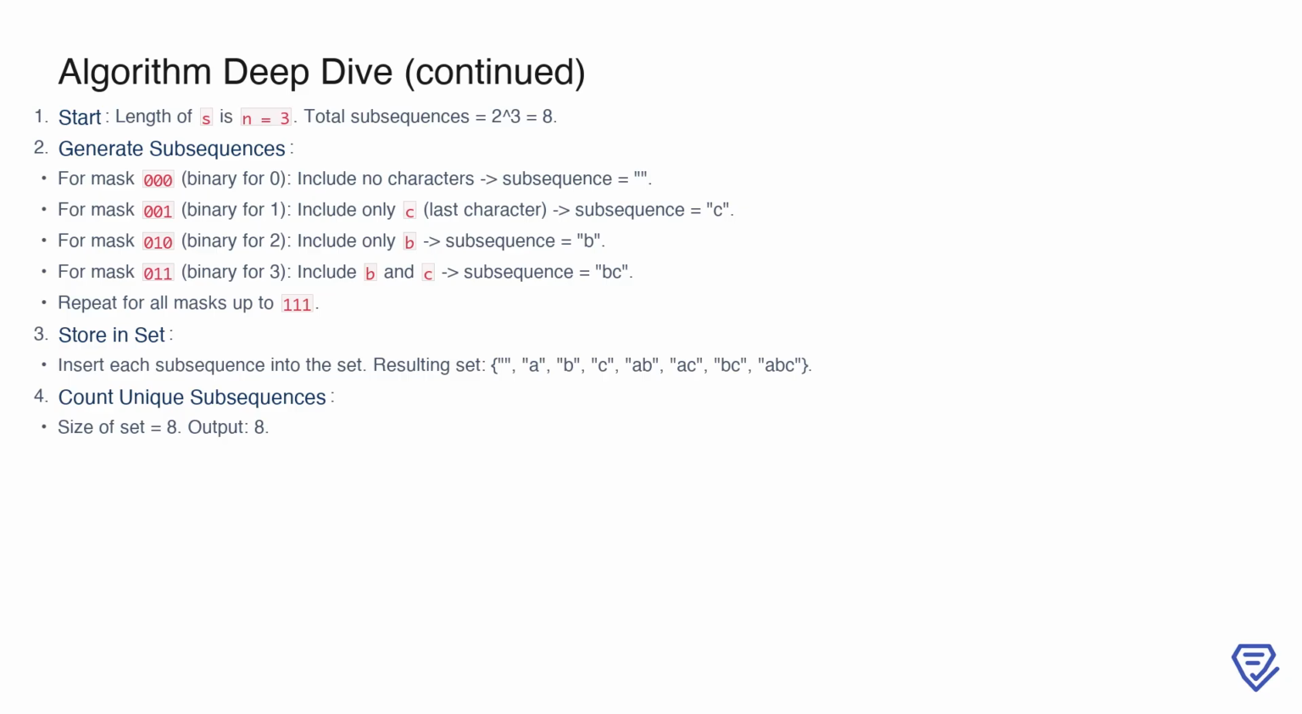Each subsequence is inserted into a set, and at the end, the set contains all unique subsequences: the empty string, A, B, C, AB, AC, BC, ABC. The size of this set, which is 8, gives the final output.